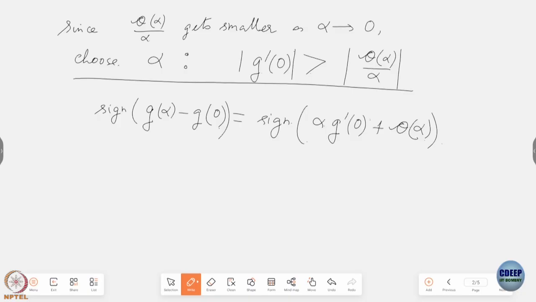Just a few small little tricks here. Is this any different from this? Isn't this true? That's just a small little hint. So what can we say about this? What is the signum of this term going to be equal to under this given situation?